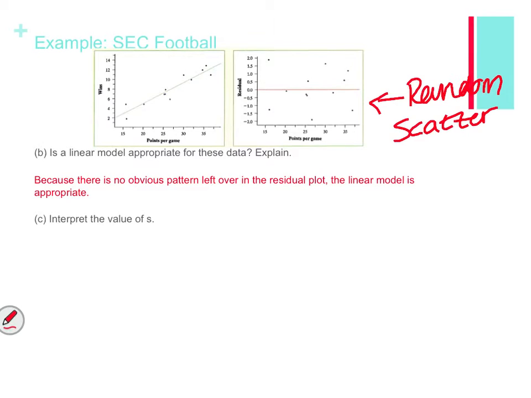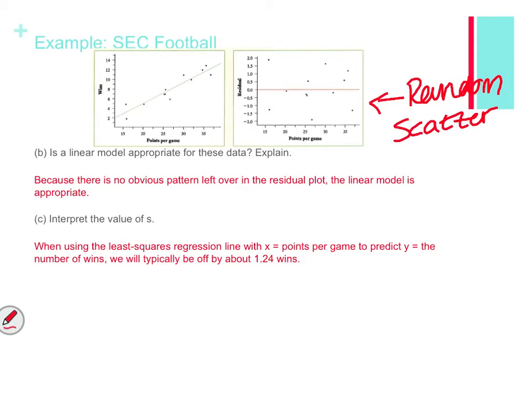Now for interpreting S, which was our standard deviation of our residuals. When using the LSRL, with x being the points per game and y being the number of wins, it's the same as we always interpret standard deviations: we will typically be off by about 1.24 wins.